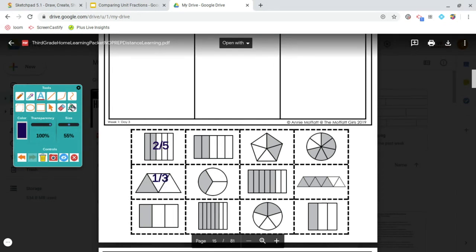Let me do one more. So if we come over here and look at this shape right here, this square with all these small little skinny sections, we have 1, 2, 3, 4, 5, 6, 7 total, and 1, 2, 3, 4, 5 shaded. So I have 5 over 7, or 5/7.